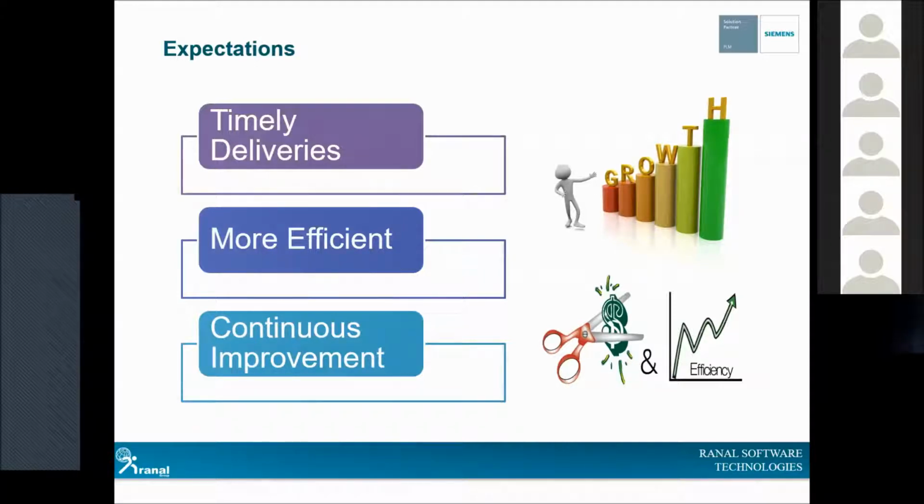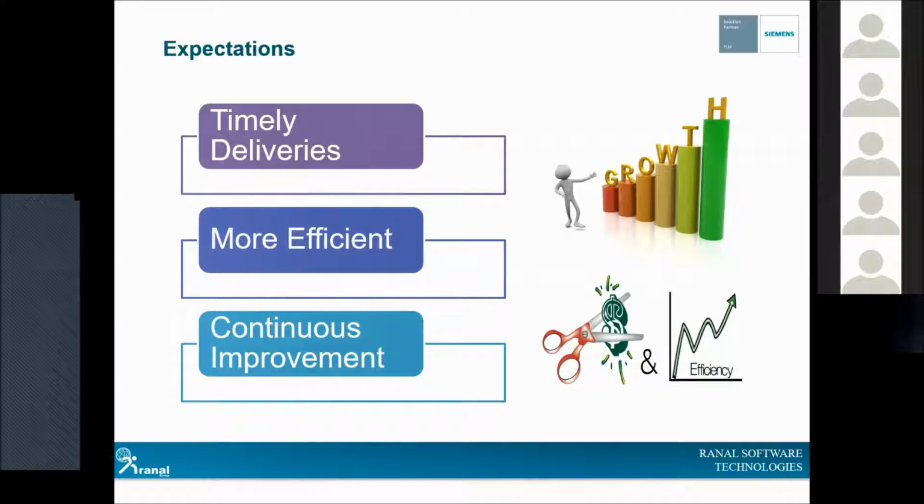Okay, sure. So the three expectations that all the manufacturing companies are looking to achieve are having timely deliverables, then being more efficient, and having continuous improvement from what you were doing yesterday.